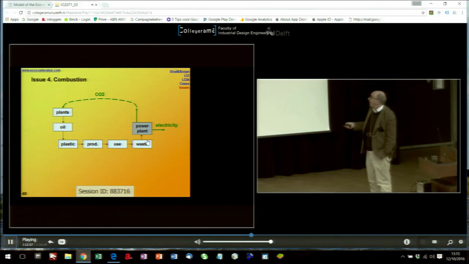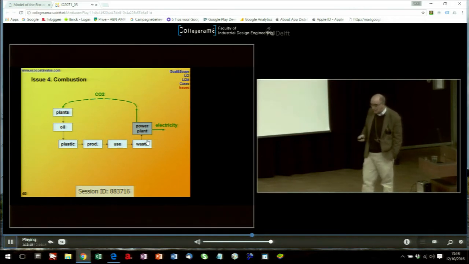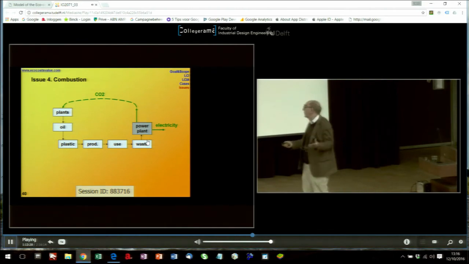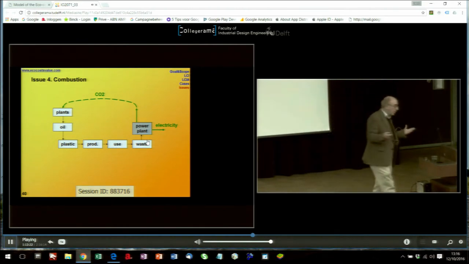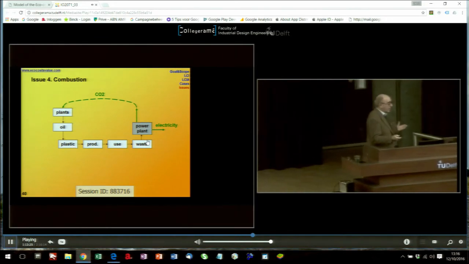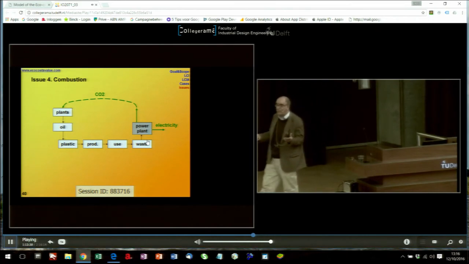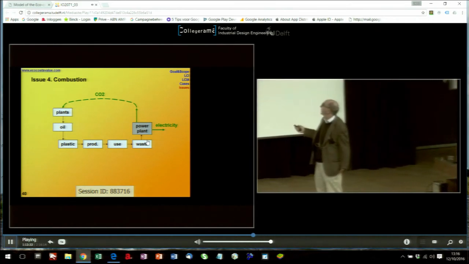Let's look first at combustion with heat recovery. We start with the plants. They convert carbon dioxide to cellulose and starch. The cellulose and the starch can be converted to bio-based oil or other chemicals to make bioplastics. After the use phase, we burn the plastics in a power plant to generate electricity. The carbon dioxide that will be emitted in the exhaust of the power plant is the same carbon dioxide that was converted by the plants. So this carbon dioxide is part of a big recycling loop by our nature.